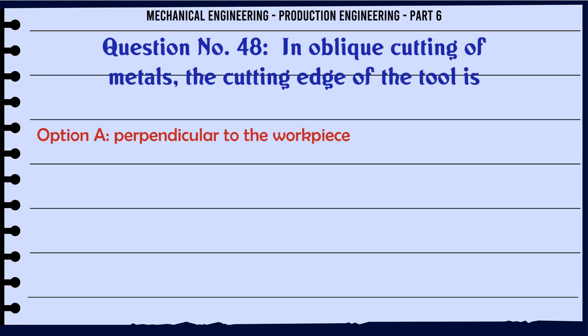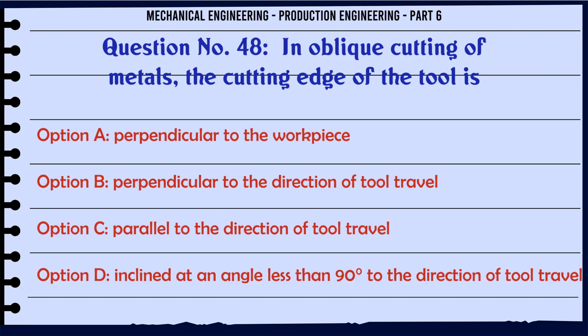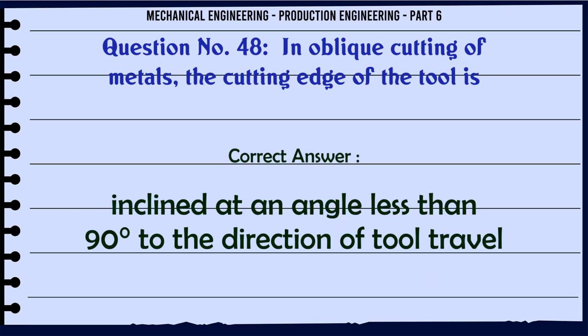In oblique cutting of metals, the cutting edge of the tool is A. Perpendicular to the workpiece, B. Perpendicular to the direction of tool travel, C. Parallel to the direction of tool travel, D. Inclined at an angle less than 90 degrees to the direction of tool travel. The correct answer is inclined at an angle less than 90 degrees to the direction of tool travel.